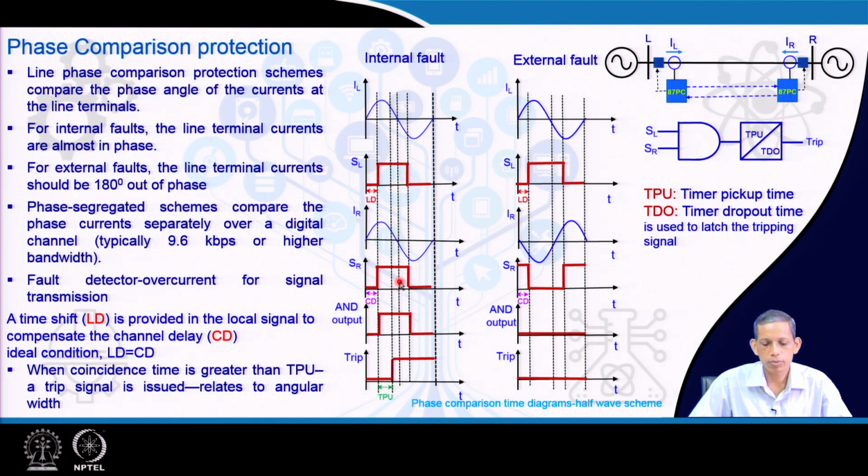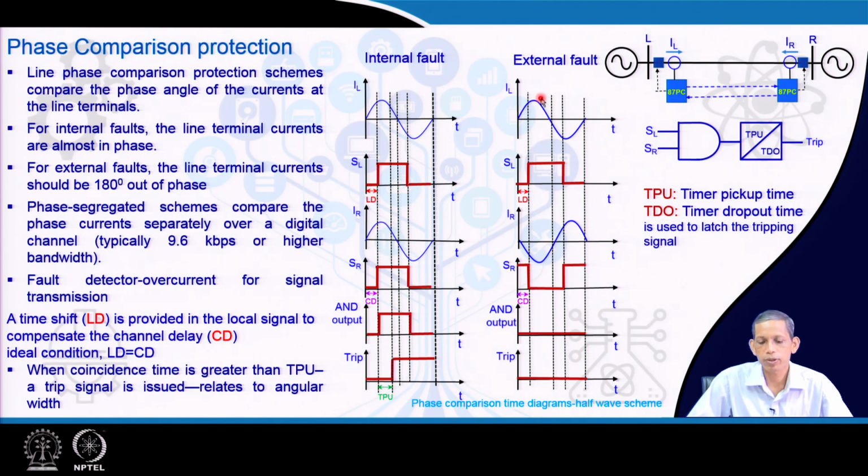And this tells about the positive half, and now the overlapping region is there. The overlapping of SL and SR happens to be this portion. So, this overlapping portion indicates the phase information of this signal and this signal. Therefore, the time information, that is, how much time the square waves remain in the overlapping or coincidence region, is indicative of the phase angle relation of IL and IR, and then a trip decision can be issued.